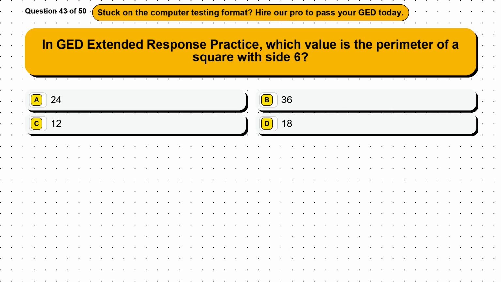Question 43. In GED Extended Response Practice, which value is the perimeter of a square with side 6? Option A, 24. Option B, 36. Option C, 12. Option D, 18.